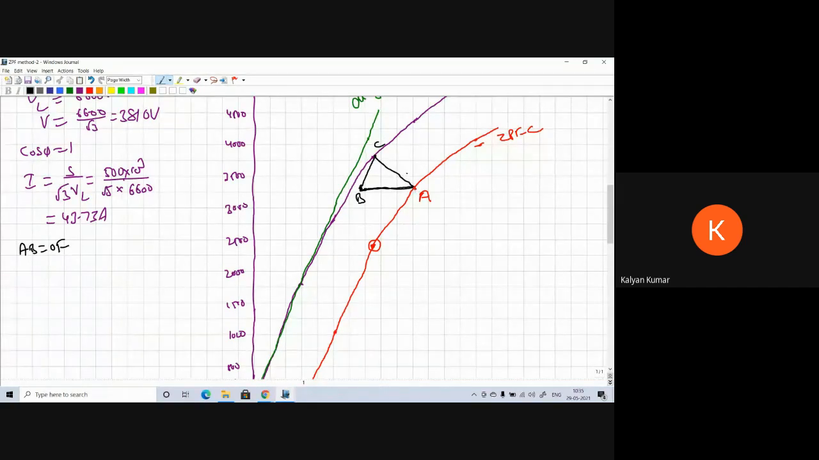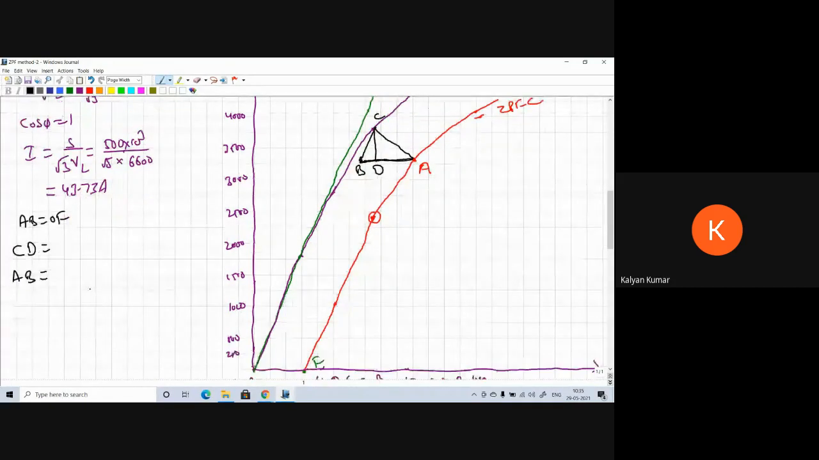Join AC and draw a perpendicular line from C onto AB. That point we are taking as D. Now measure CD and AB. Tell me how much CD is and how much AB is.